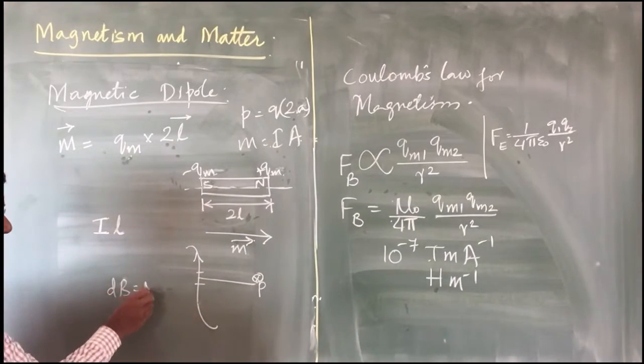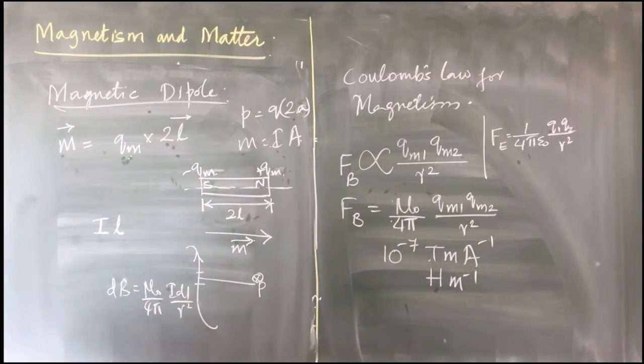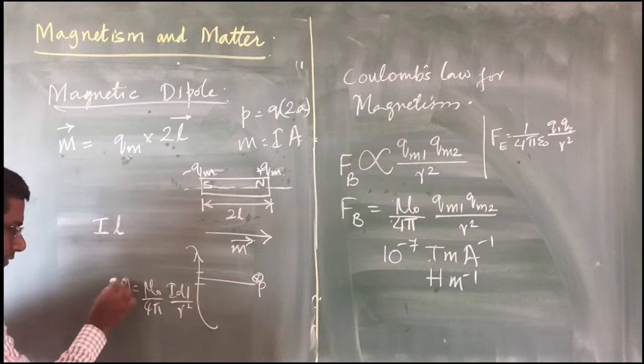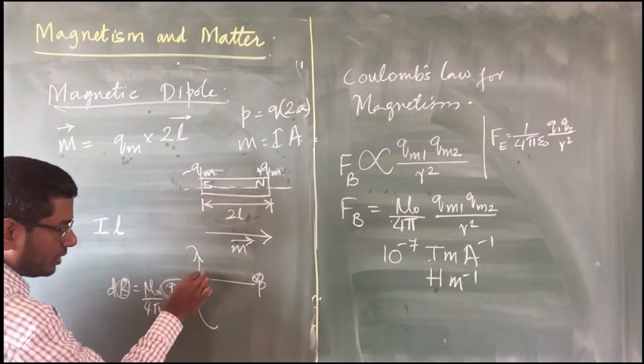It was B equal to mu naught by 4 pi, I dl divided by r square. This we have seen in chapter 4. So what is the magnetic field? Magnetic field is directly related to this I into dl. So this I into dl used to be the source of that magnetic field.